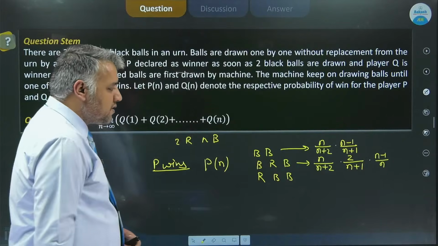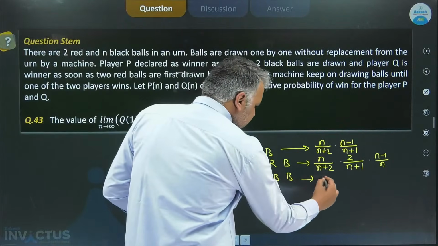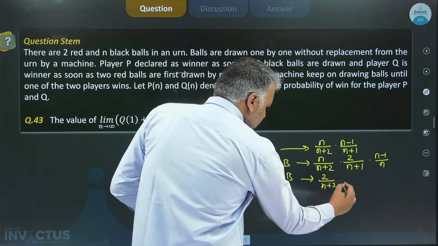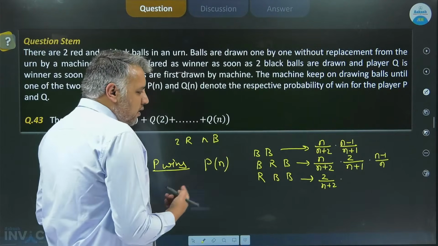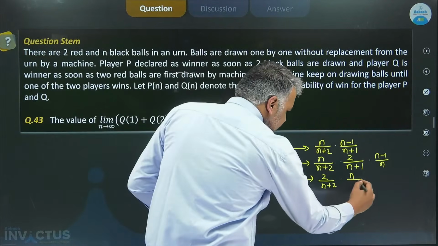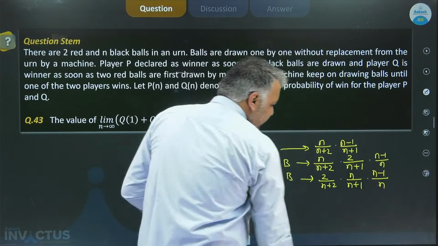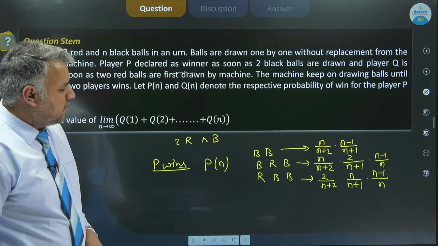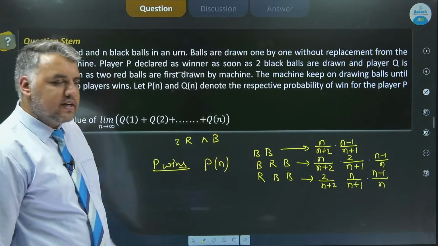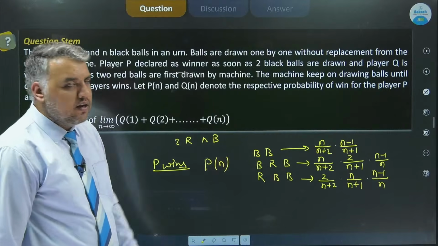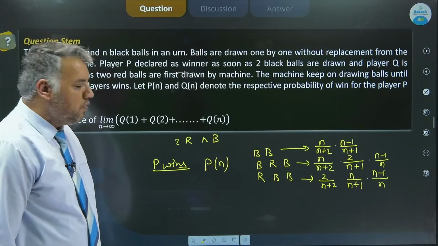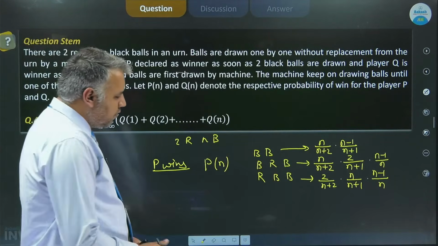Similarly, on the first draw, if we draw a red ball, the probability will be 2 divided by n plus 2. On the second draw, if we draw a black ball, the probability will be n divided by n plus 1. And on the third draw, the probability will be n minus 1 divided by n. So these are the probabilities corresponding to these 3 cases. Now we'll add these 3 and we can get P of n.